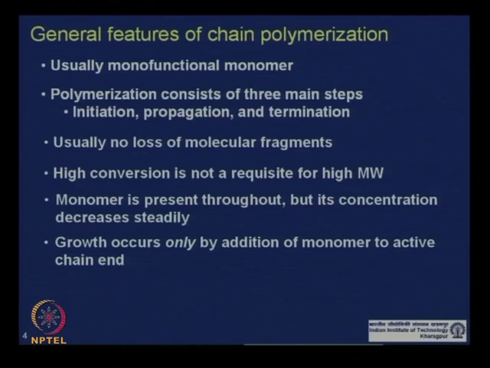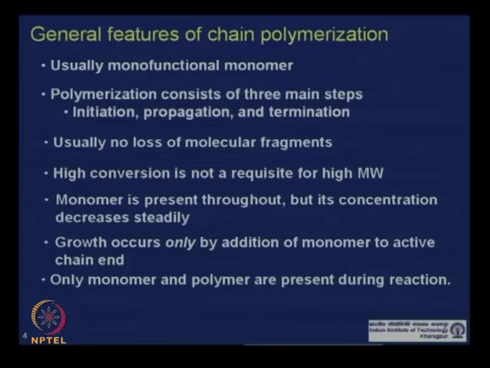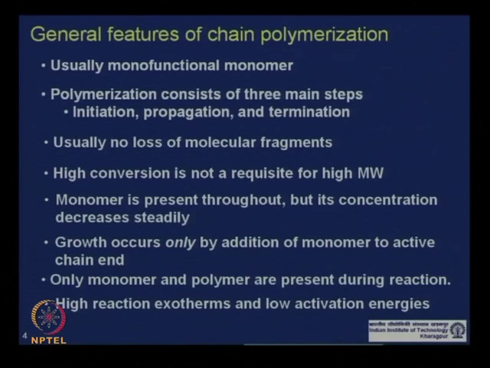In case of chain growth polymerization, a chain grows only by addition of the reactive species or the monomer at one end of the growing chain. As the polymer progresses, a monomer is always added at the end of the polymer to grow the chain further. And these chain reactions typically have very high exotherms and low activation energy.